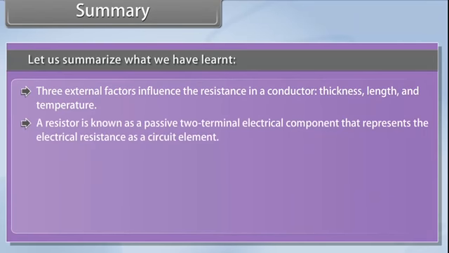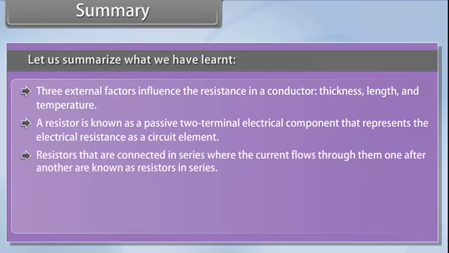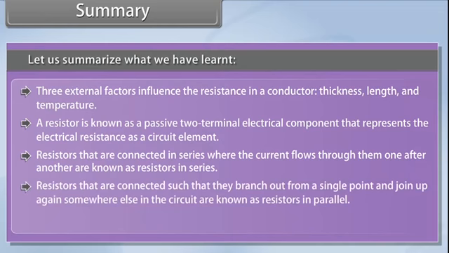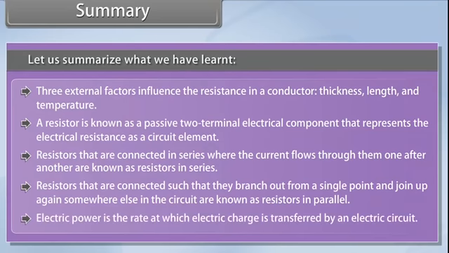A resistor is known as a passive two-terminal electrical component that represents the electrical resistance as a circuit element. Resistors that are connected in series, where the current flows through them one after another, are known as resistors in series. Resistors that are connected such that they branch out from a single point and join up again somewhere else in the circuit are known as resistors in parallel. Electric power is the rate at which electric charge is transferred by an electric circuit.